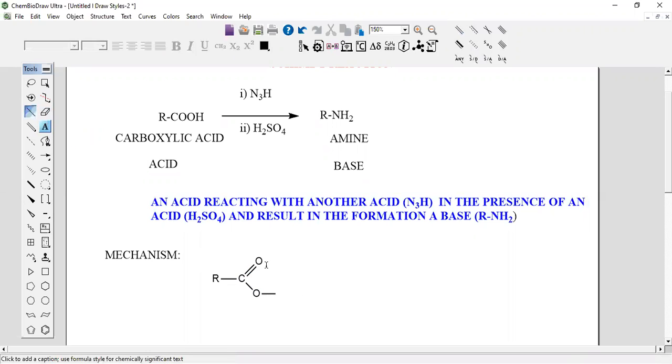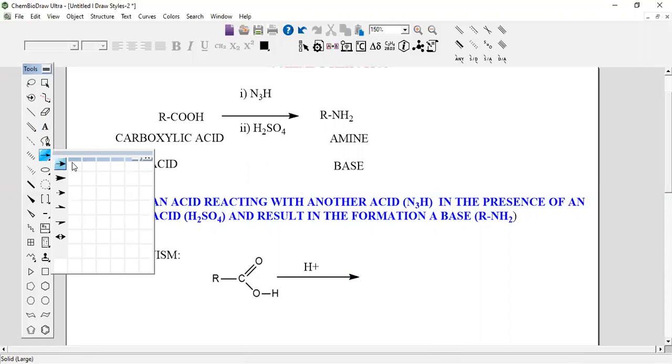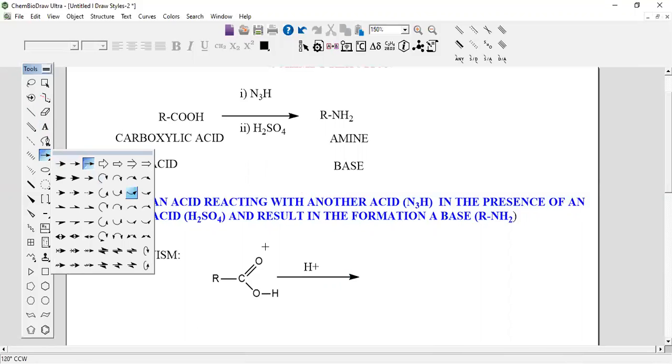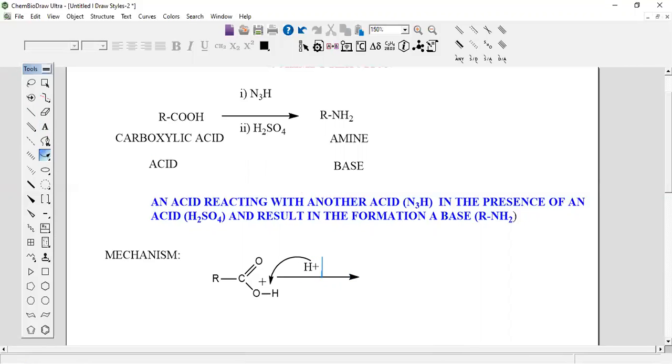Okay, this is going to be the carboxylic acid now. This is a carboxylic acid in the presence of an acid, H2SO4, and that will produce H plus ions. This H plus ion will attack on this oxygen atom.